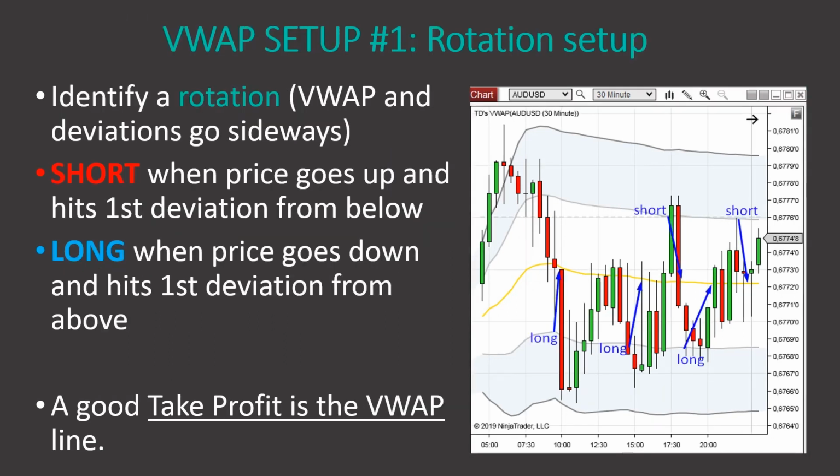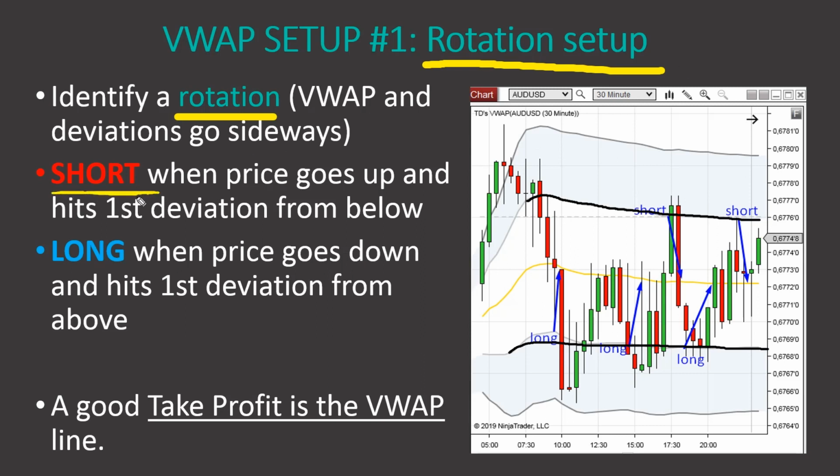So VWAP setup number 1, it has a very original name, rotation setup, and it's called a rotation setup because I use it when there is a rotation. So the first thing with this setup is to identify a rotation. As I said, you do that by looking at the first deviations. You want to see first deviations going sideways. So this gray line, this is a first deviation, moves sideways. This one too. So this is a rotation, right? We identified a rotation.